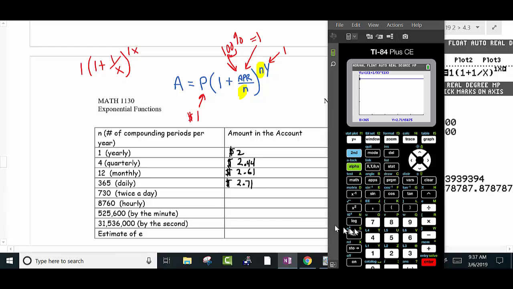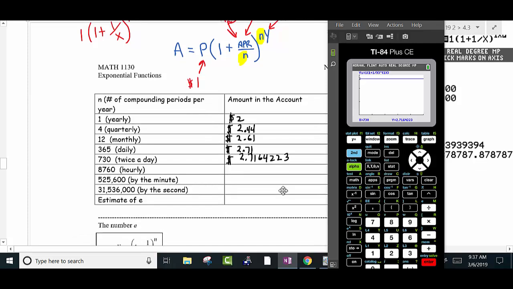$2.71. Twice a day would be, I'm going to use 730. And then that gives, I'm going to write out a few more decimals, 2.7164223. Now, a lot of times students think this is going to infinity. This isn't going to infinity. Your $1 is not going to become infinitely big. It's starting to level off, and you're starting to see that.